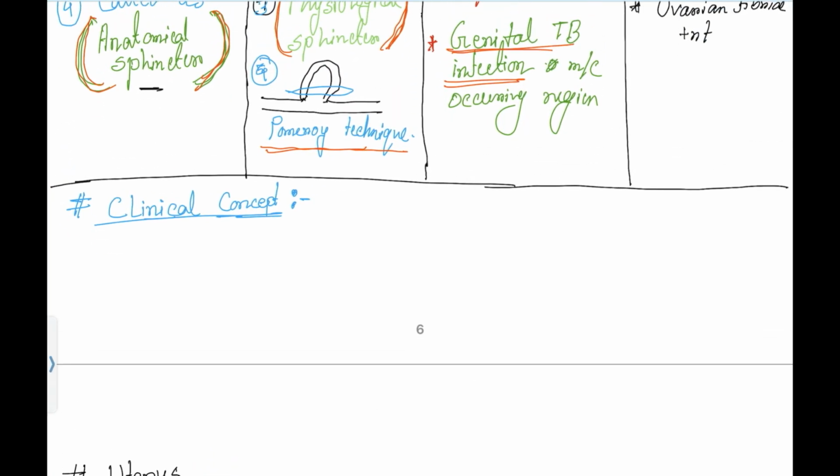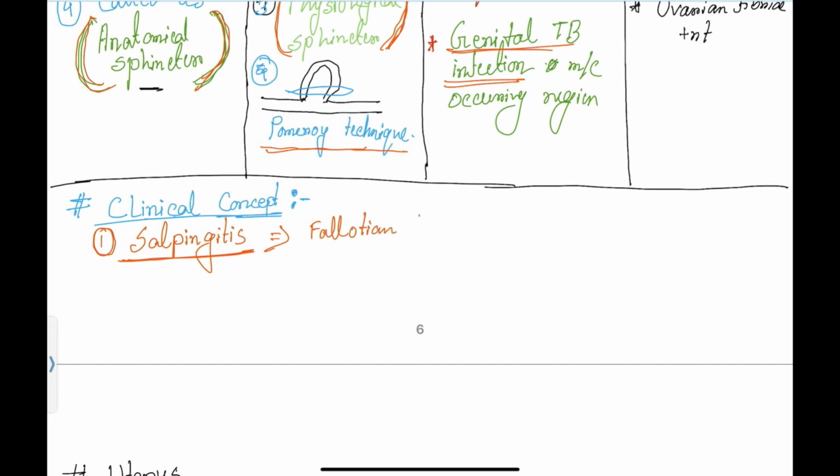Now coming to your clinical concept. What you need to remember about this fallopian tube, there is one important name, that is your salpingitis. As you know, another name for the fallopian tube is salpinx. Itis means inflammation. So if the fallopian tubes get inflamed, fallopian tube inflammation, we will call it salpingitis.